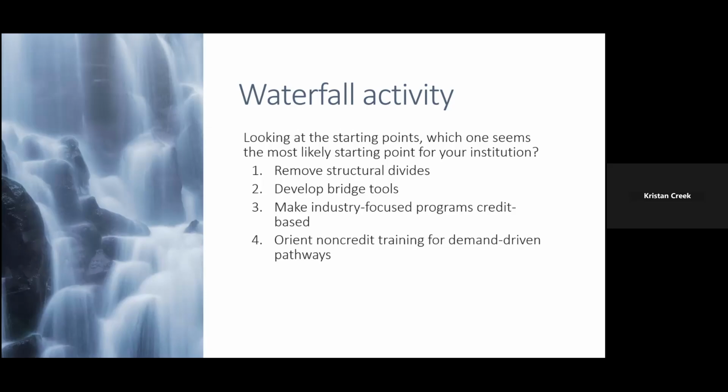So that's it. I think that's a really good starting point, structural divides, and not that it's not possible to do number 3 before number 1, but it definitely would have helped, I think. Yeah, Kristen, thank you for being brave to share.